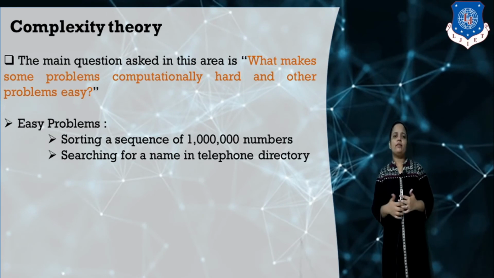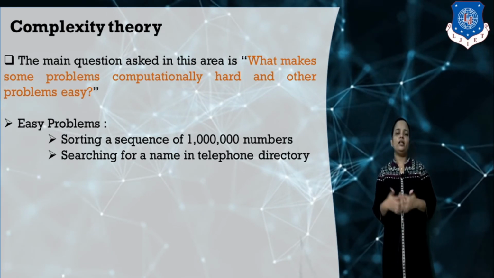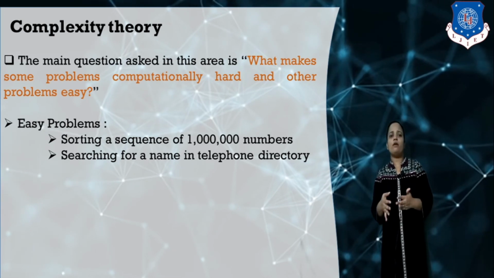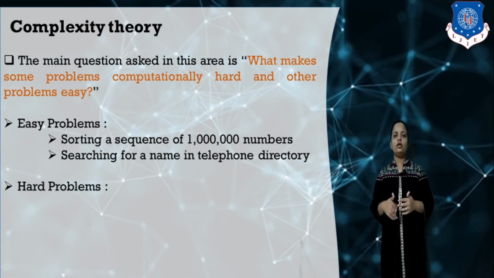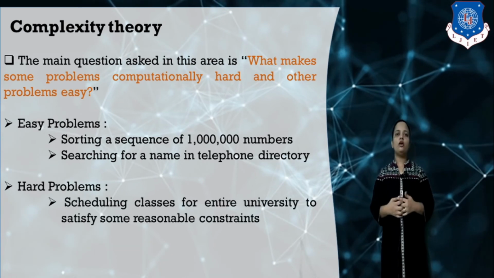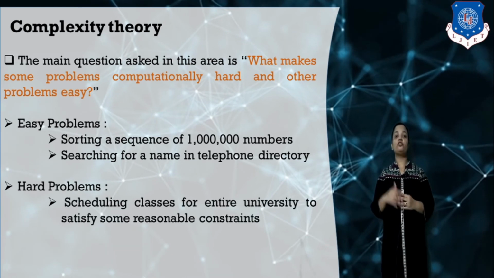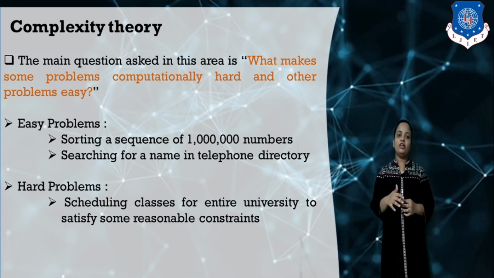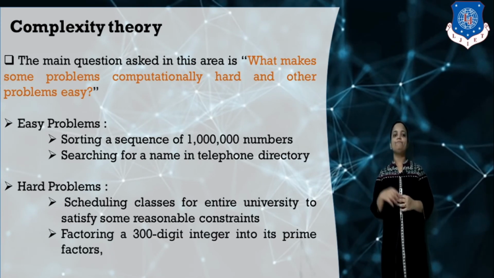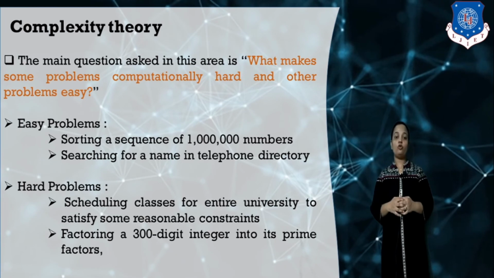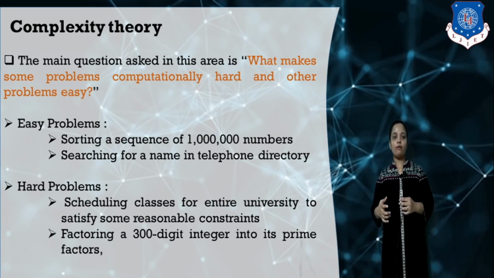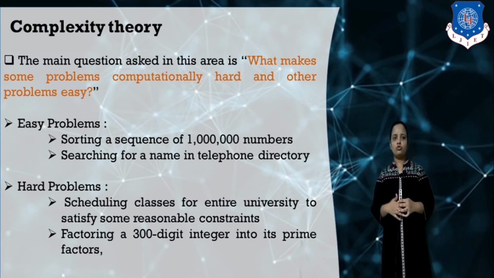For the next example, suppose I want to search for a name in a telephone directory. These two problems are easy problems which we can solve efficiently. Now let us take the hard problems. Suppose I want to schedule classes for an entire university while satisfying some reasonable constraints, for example, no two classes are arranged in the same room at the same time. So scheduling all the classes is a very hard problem to solve.